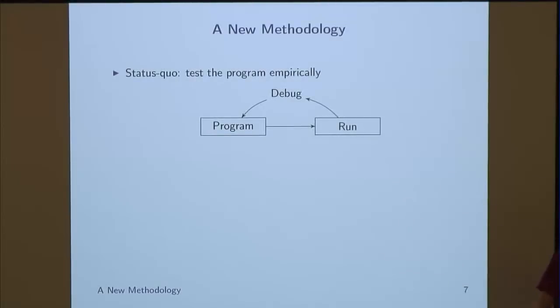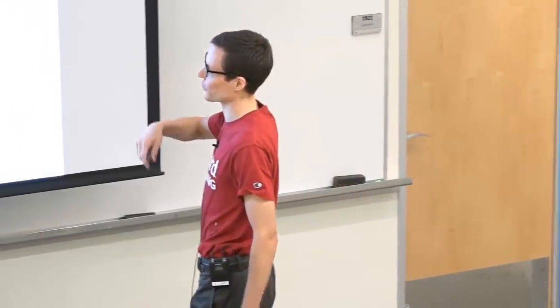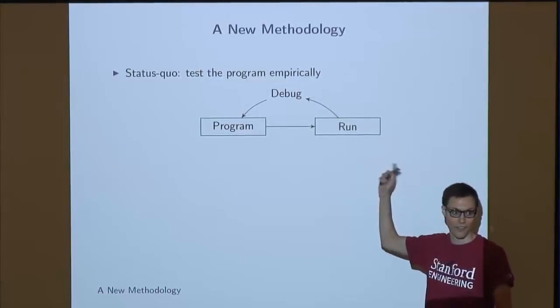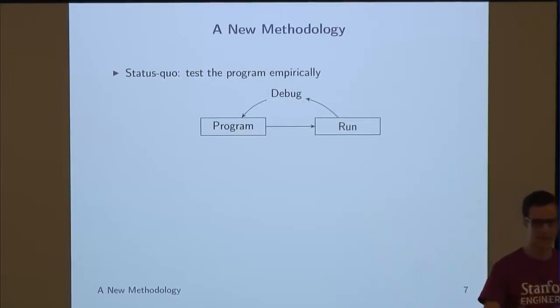And if the program ever does something that you think it shouldn't do, you go back and debug the program and iterate. And sometimes you can release the program, and then users can run it and find bugs, and they can tell you, and this process will iterate.